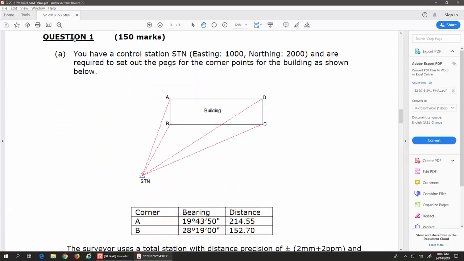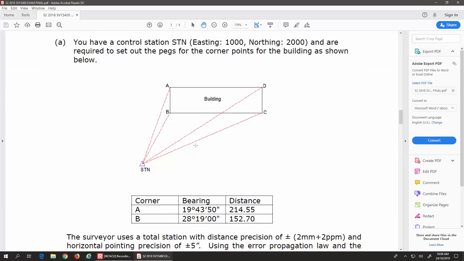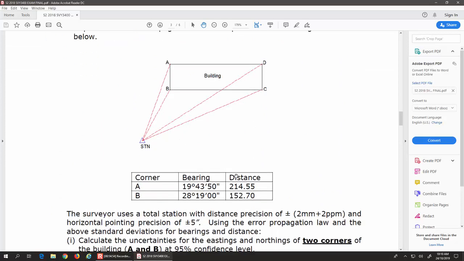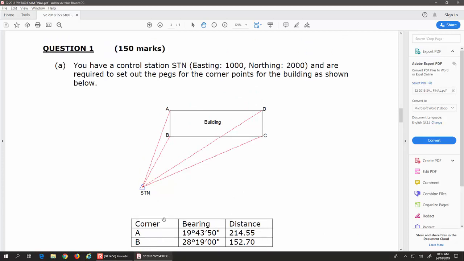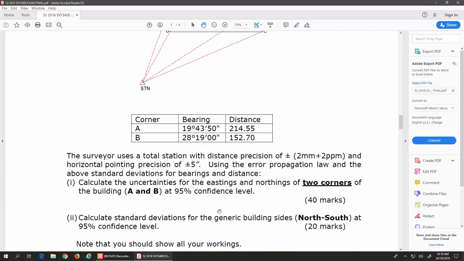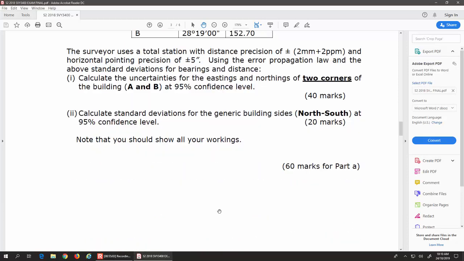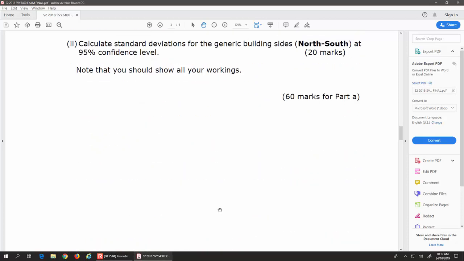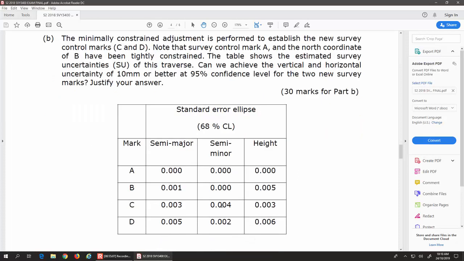I had this in 2 years in a row. I might change the scenario, but as I said, it's always you have a station and you have 2 points, and I will ask you to give the absolute and relative uncertainty. So it's really easy. There is always a question like that. This is the question from ICSM. I told you the two types of question I might have.